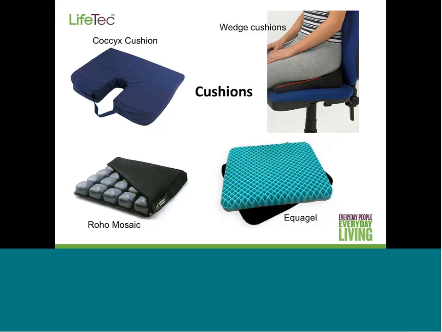Air cushions. So again, the Rojo Mosaic, as an example, is made from polyvinyl and features rows of interconnected air cells, which allow the flow of air to conform around the shape of the user. Gel cushions. So we have the EquaGel here, and it's fabricated from a polymer gel in a honeycomb type shape. It aims to envelope and immerse the user's pelvis to provide more support and cushioning.